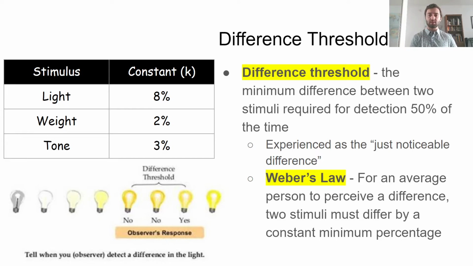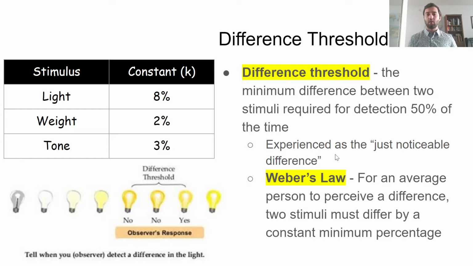The just noticeable difference, or the difference threshold, would be the minimum amount that it has to get brighter before we notice that it's brighter. So it's basically less about how low can it be, but how accurate are we? How easy is it for us to see change?